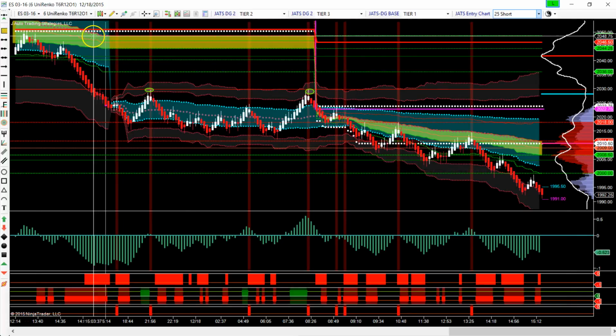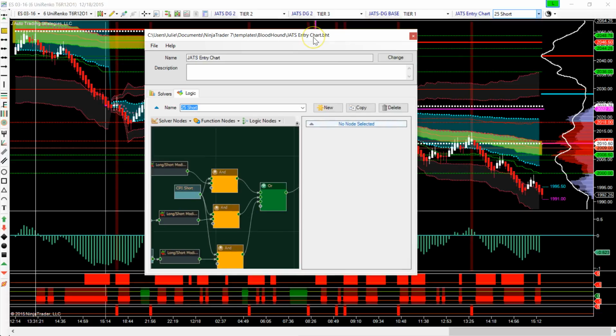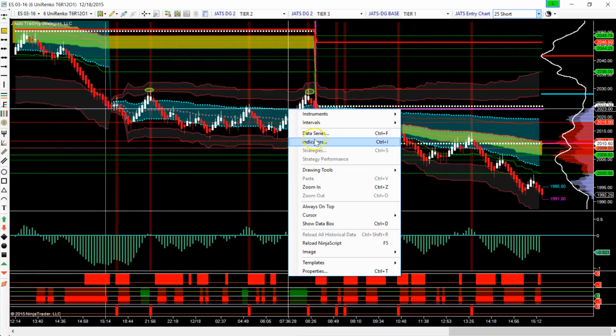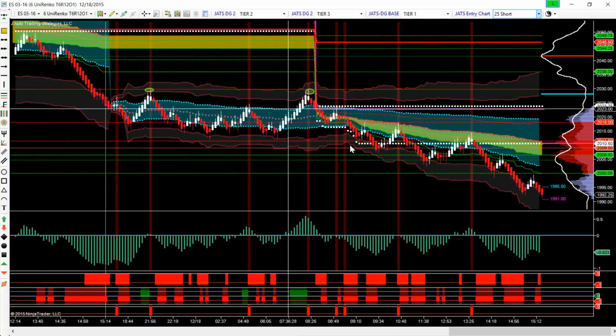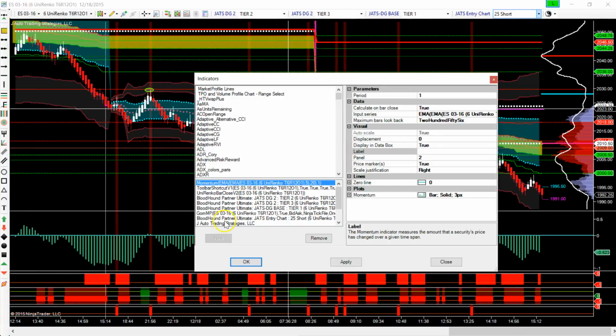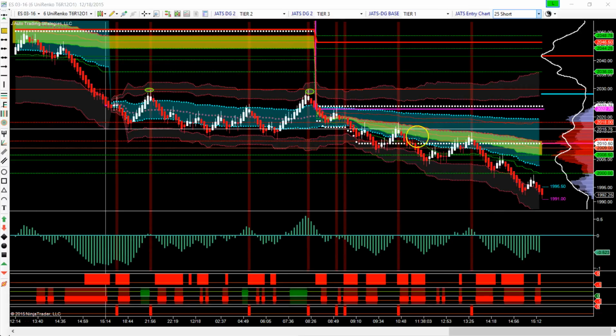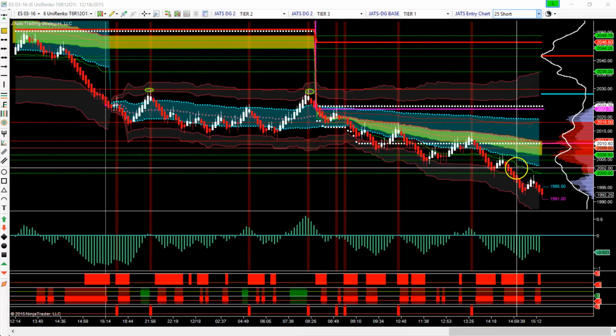And what I like about Bloodhound is not only I set my chart up for that, it will give you several warnings. You can set up an audio alert. You can set up an email alert. Or you can just set it up to auto trade it, and just set these signals up by themselves.